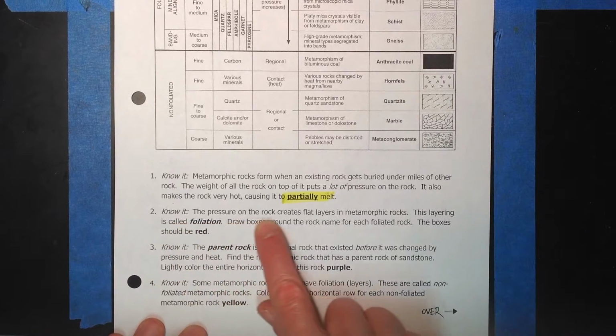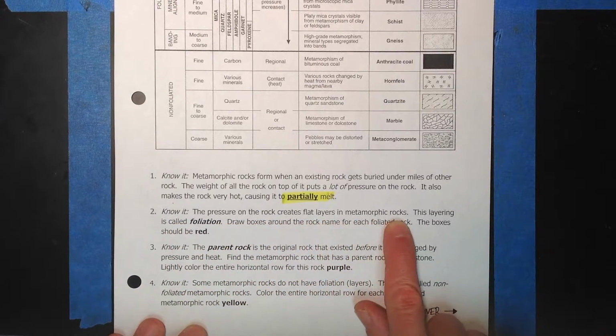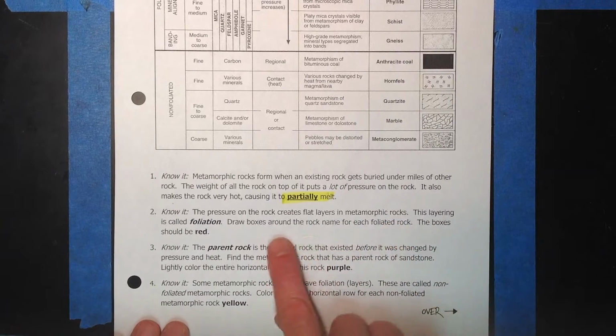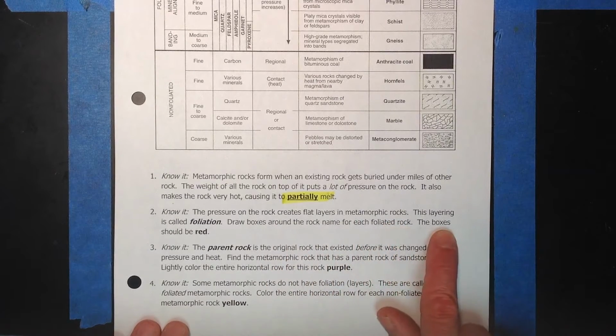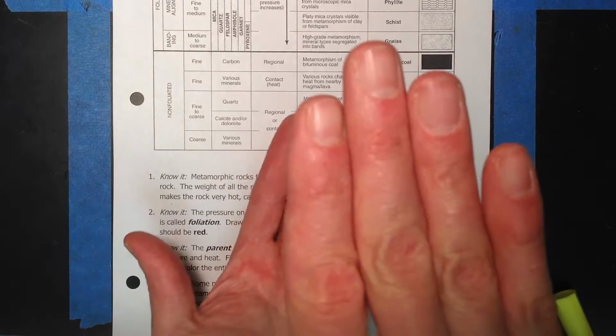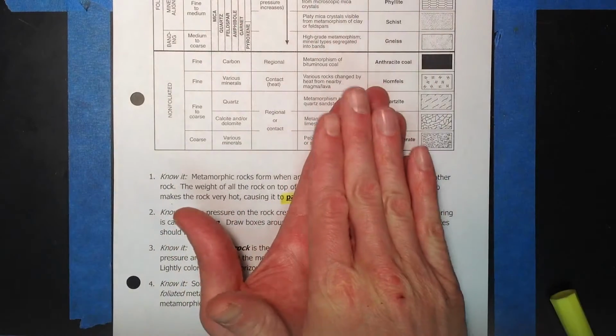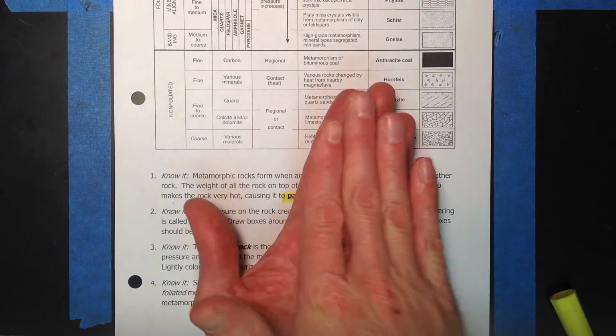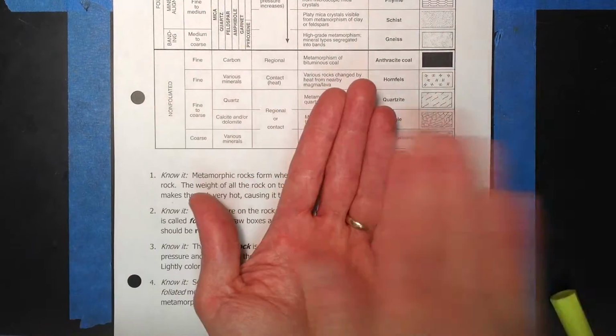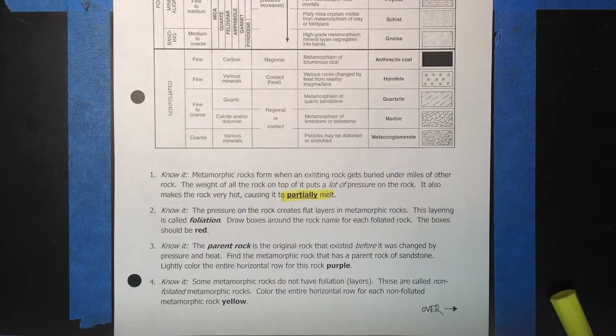Know it. The pressure on the rock causes flat layers in metamorphic rocks. This layering is called foliation. Draw boxes around the rock name for each foliated rock. The boxes should be in red. So with foliation, if you have pressure on a rock going downward this way, all the minerals will be really flattened in layers. Let me show you some examples of foliation right here.